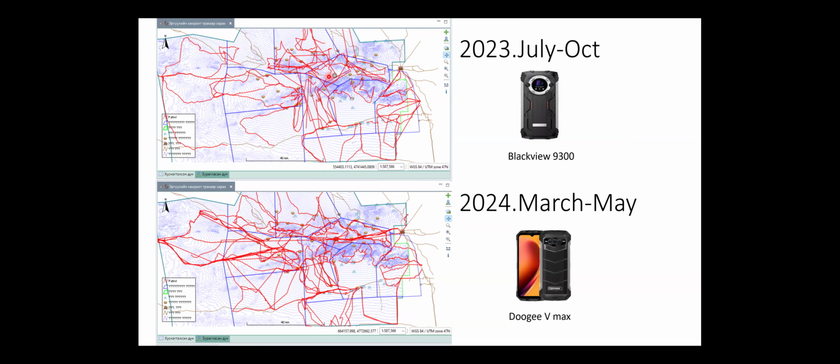In 2024, we switched to 2G rugged phones, which drastically reduced these tracking errors. This case highlights how much mobile phone hardware and brand choice can impact data accuracy. And additionally, these rugged phones feature powerful batteries that perform exceptionally well in Mongolia's harsh and extreme weather conditions.